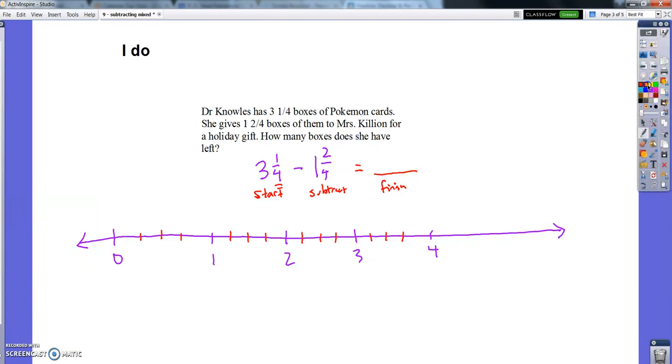All right, so I'm going to take some orange. I'm going to start at 3 1/4. So here's 3. Here's 3 1/4. I'm going to take away 1 whole. So again, since I'm dealing with fourths, 4/4 make a whole. 1/4, 2/4, 3/4, 4/4. I'm going to go to here.